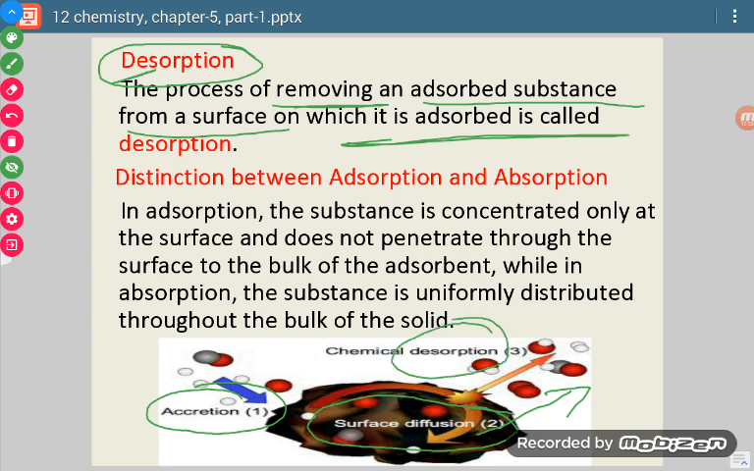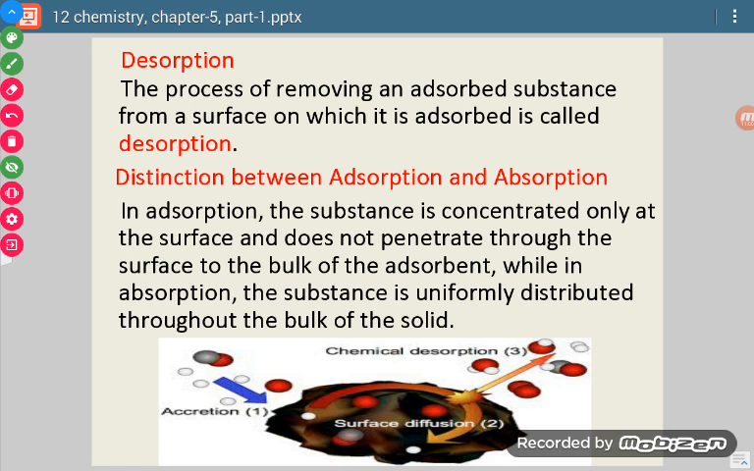Okay, now one more thing. Adsorption means that molecules will be on the surface, whereas absorption means the molecules will be on the surface as well as in the bulk of the substance on which absorption or adsorption is occurring.